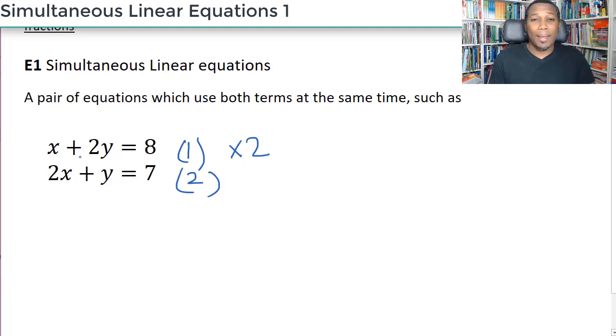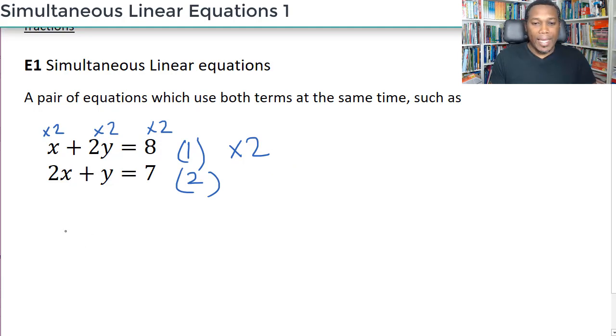Why do you think I'm doing that? Hint, hint. I want to get 2x. I've seen that there's 2 x's in the second equation. If I get 2 x's in the first equation, then I'll be able to cancel out. So I'm going to create this new equation, and multiplying the equation by 2 means that each term, the x, the 2y, and the 8, has to be multiplied by 2. Each term gets multiplied by the number we're multiplying by, in this case 2.